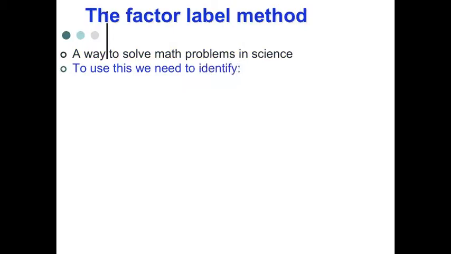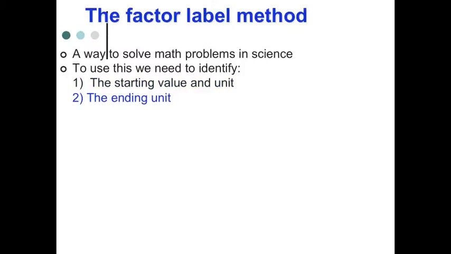So you're probably wondering what the factor label method is. It's a way to solve math problems in science class. And to do it, we identify three key things. The first is the starting value and unit. The second is the ending unit. And the third is any conversion factors necessary to get to the ending unit.